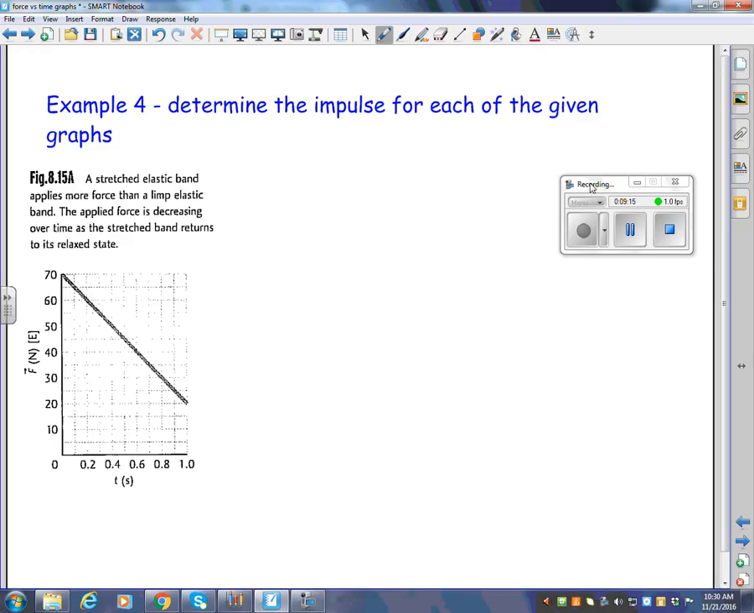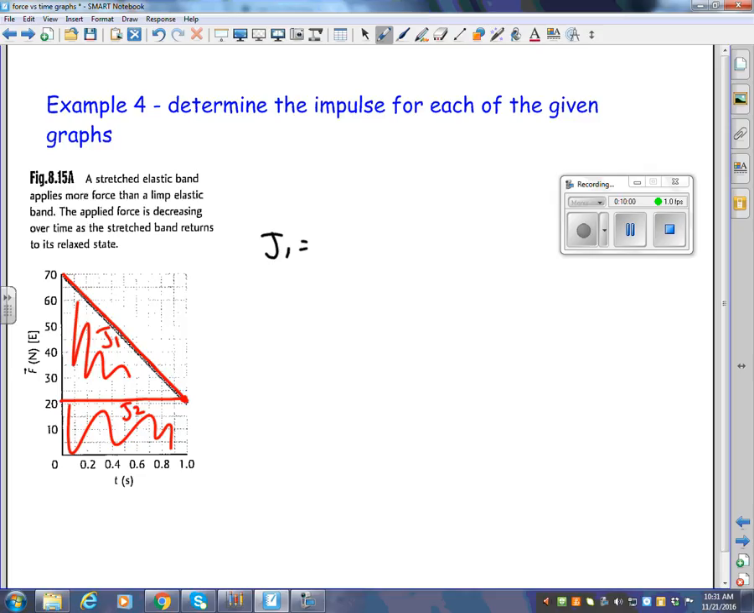Okay, so is this the one that's on your page? Oh, you do have that graph before. I apologize, I didn't realize that. Example number 4, determine the impulse for each of the given graphs. So here's one right here, figure 8.15a. Okay, so notice that the force doesn't go all the way down, right? So how are we going to do this? You're going to break it into a rectangle and a triangle, right? I'll call them J1 and J2, impulse 1, impulse 2.